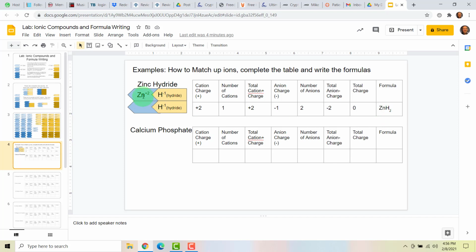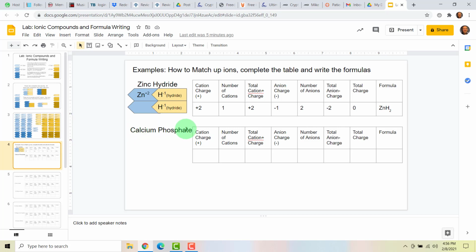And if you remember in the crisscross method, this 2 I cross down to my H and my 1 comes over and crosses to the Zn, but I don't have to show the 1. My zinc +2 comes over, and I end up having ZnH2. So the formula should correlate with how many pieces I have: 1 double piece and then 2 single pieces. So let's take a look and show you how you can actually go through this.